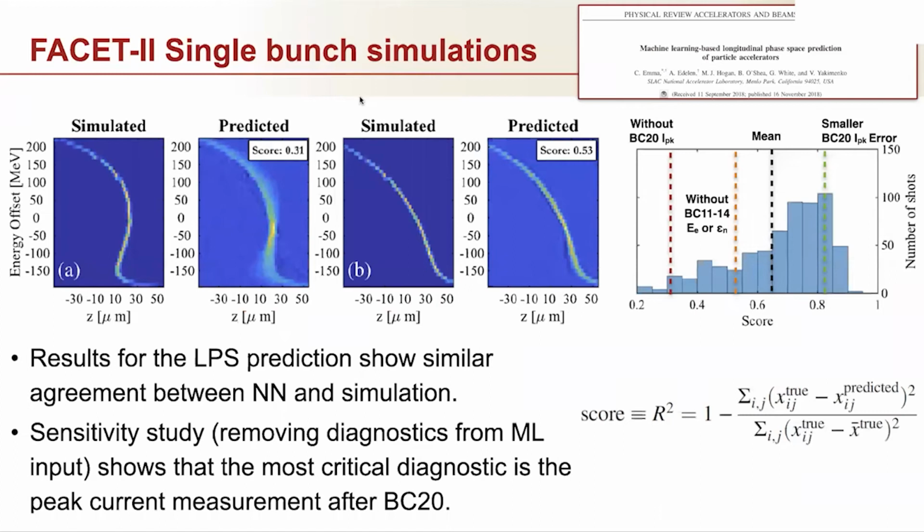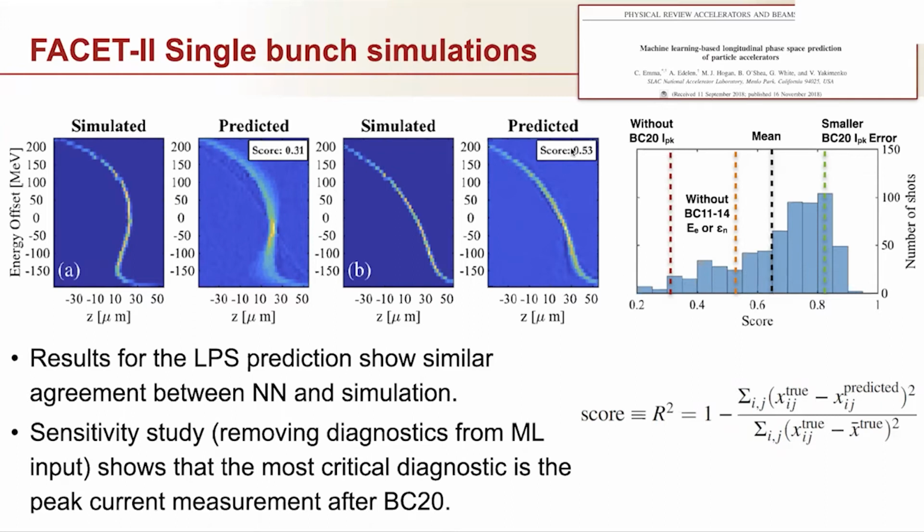So moving on to two-dimensional predictions, we use the same kind of method here, but now instead of predicting the 1D prediction, we predict the full two-dimensional longitudinal phase space. And we see a similar agreement between the neural network output and simulation data. You can see a histogram of the scores here. Most of them have quite a high score. If this is a score of 0.53, most of the shots are better predicted than this.